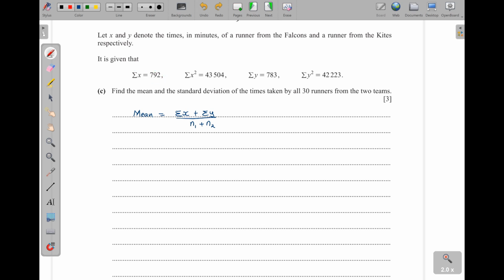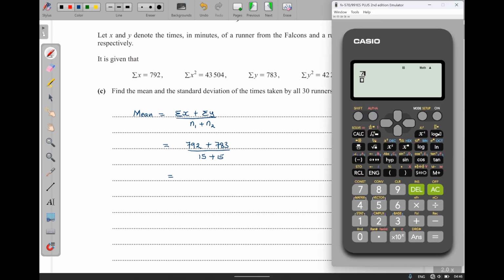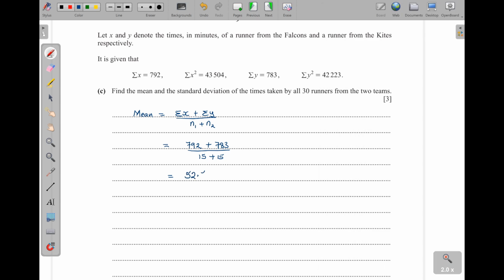So our answer is therefore going to be the summation of X, which is 792, plus the summation of Y, which is 783, then divide by, of course, there are 15 members in each, and that all will give us 30. So 792 plus 783, okay? What do we get? Then we divide by 30. 792 plus 783, then divide by 30. That one is 52.5.